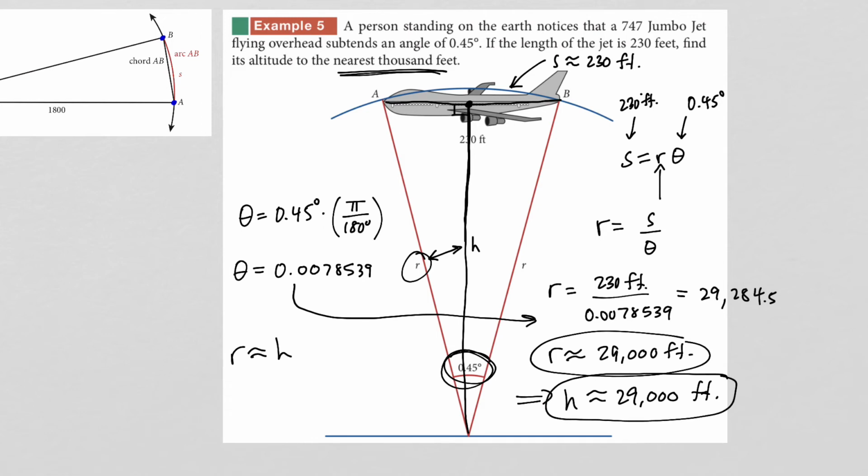So don't lose any sleep over this example. It's just here to show you that when you have really small angles, the length of the chord is approximately equal to the length of the arc. And this segment right here, which you can think of as the altitude, is very, very close to this sort of hypotenuse of the triangle. All right, let's move on to sectors.